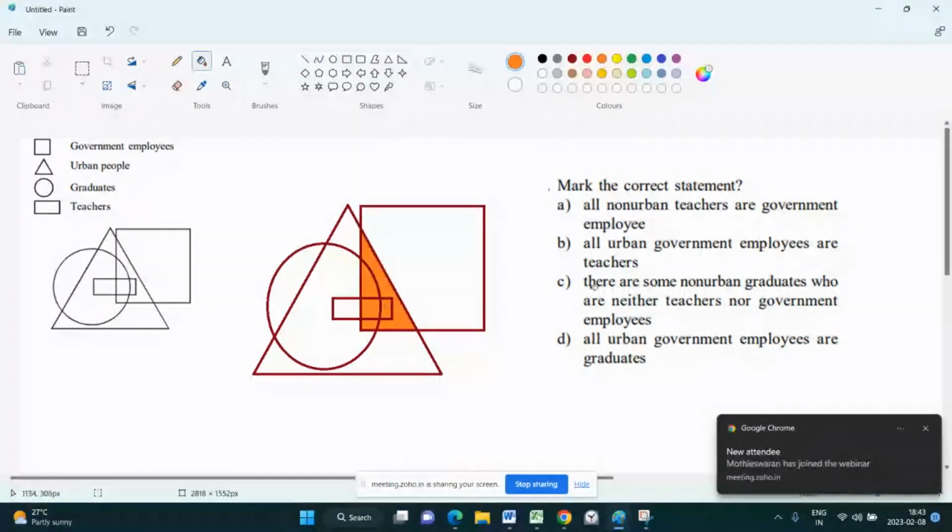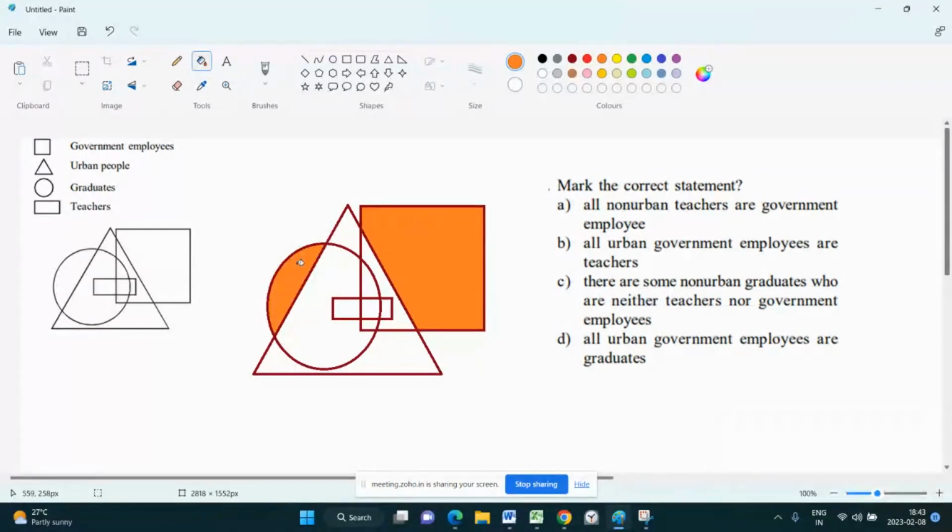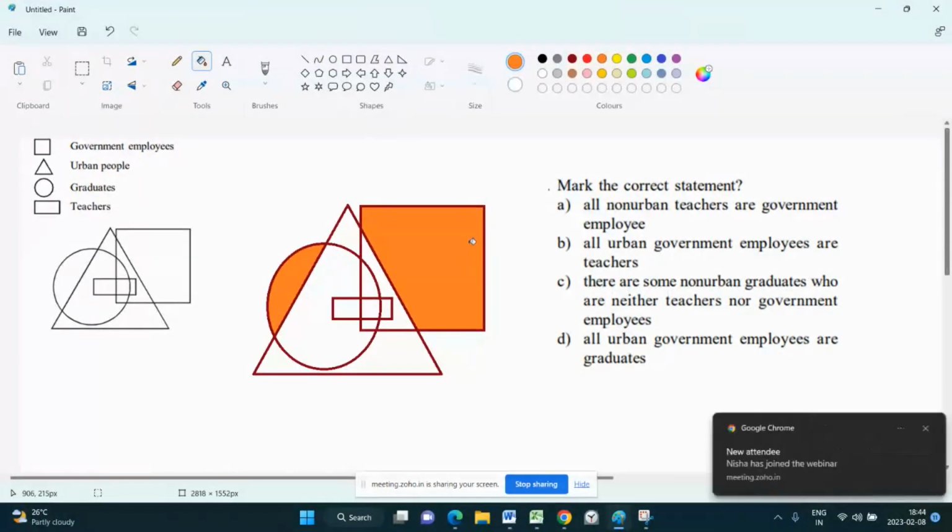So, non-urban graduates who are neither teachers nor government employees. This is only non-urban and this is only non-urban. I'm trying to fill the third one. There are some non-urban graduates who are neither teachers nor government employees. Correct. They are not teachers and they are not government employees. Neither teachers nor government employees, meaning they are not teachers, they are not government employees. Yes, this is government employee and teacher, so they are not government employees. Correct.